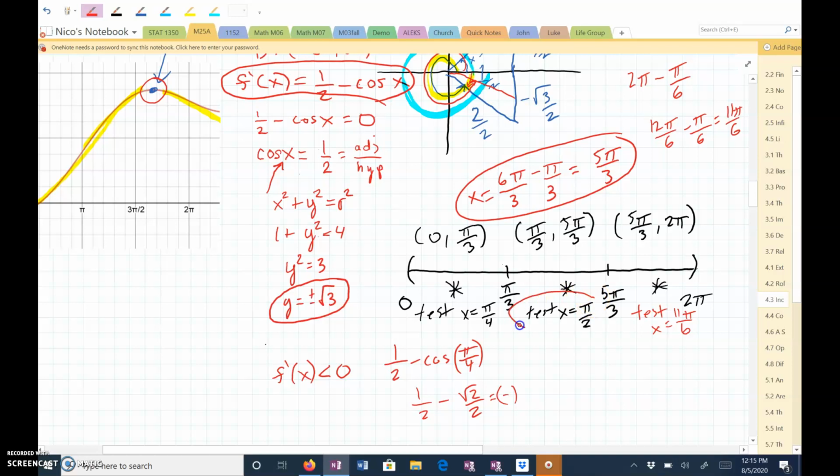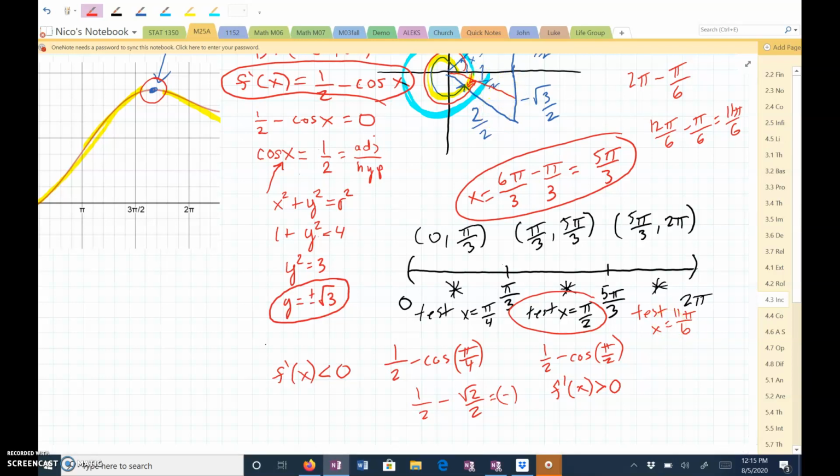Let's try the next one. So now let's test 1/2 minus cosine pi halves. Cosine of pi halves is 0, so that's going to be 1/2 minus 0, so that's going to be positive. So here it's going to be f prime of x is greater than 0. The last one is 11 pi over 6. That would be this one here.